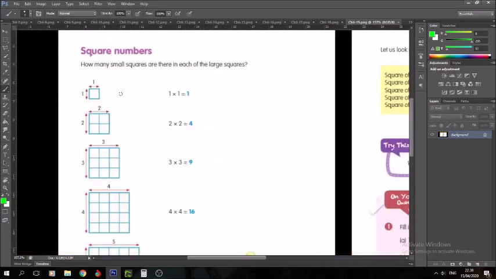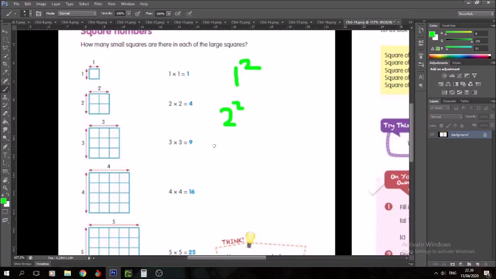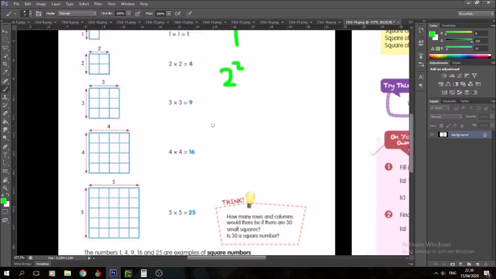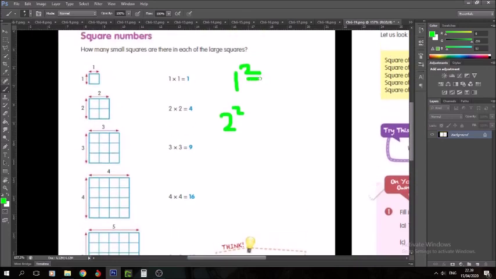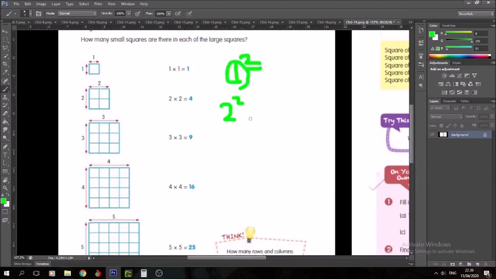Square numbers. Square numbers is usually used in areas, or sometimes they call power of. In this case, the power of 2, that's square. 1 by the power of 2 is 1 times 1 equals 1. 2 by the power of 2 is 2 times 2 equals 4. And 3 by the power of 2, and so on.